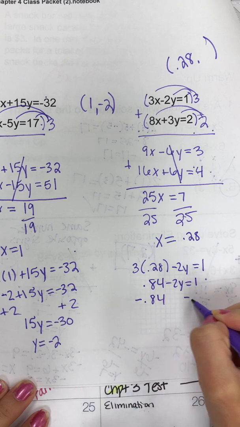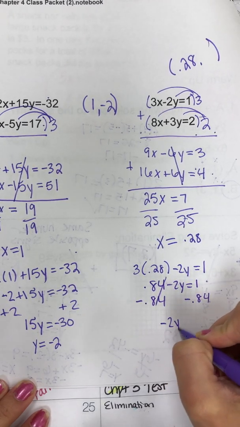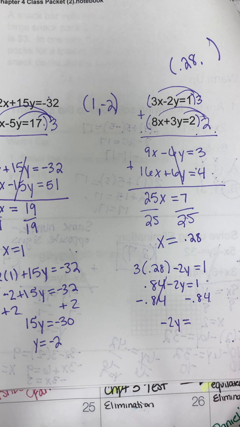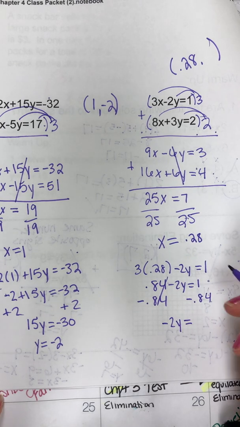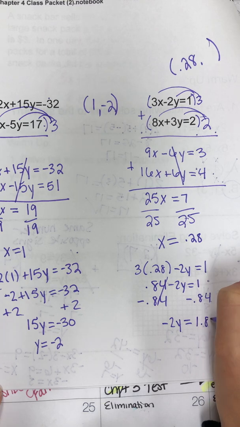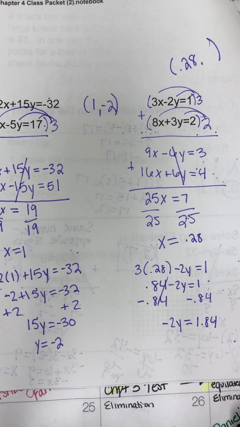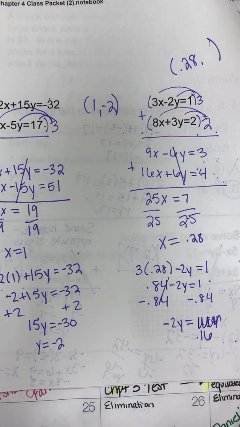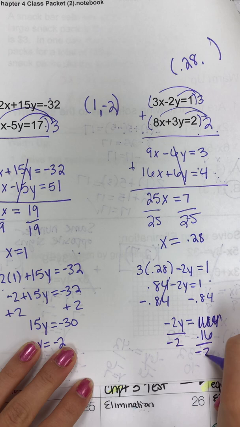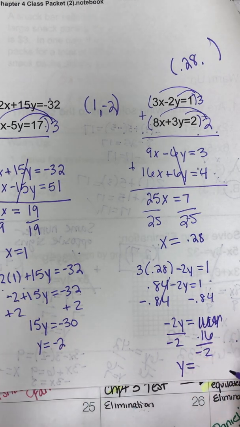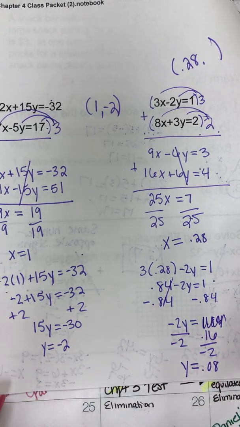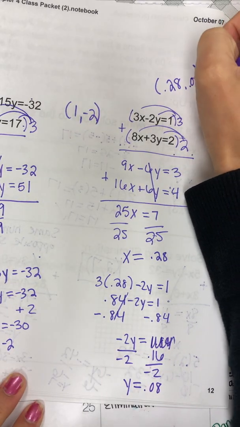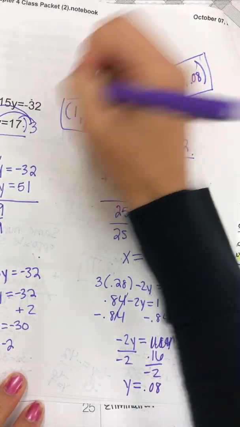Subtract 0.84 from both sides. Negative 2y would equal, let's see, 1 minus 0.84 is going to give me... oh, wait, sorry, I messed that up. I hit too many buttons. That didn't make sense. 0.16, there we go. So 1 minus 0.84 gives you 0.16. Divide by negative 2 on both sides, and you get 0.08. So there's your answer for the last one. Okay?